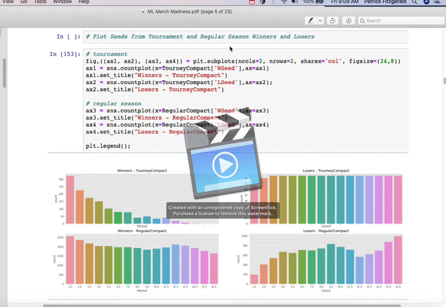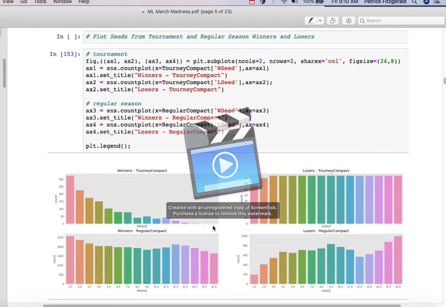Seeds from the tournament and regular season winners and losers. This is a plot of the winners of the tournament, their seed, and the count number of times they won. This is the regular season, the winning seed, and the number of times they won. Tournament, losing seed, number of times they lost. Losing seed, number of times they lost. Regular season. So you can see that in the tournament, the top seeded teams are heavily favored.